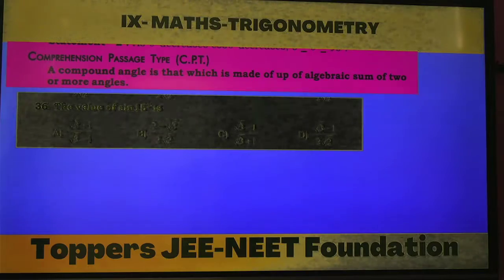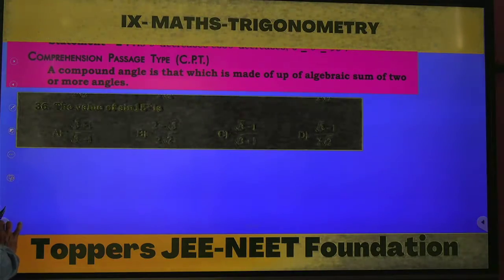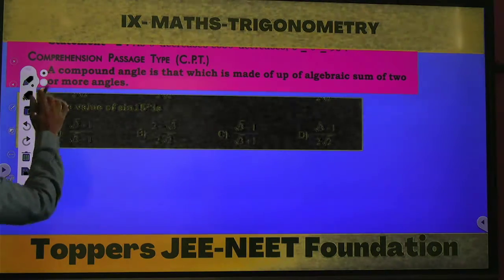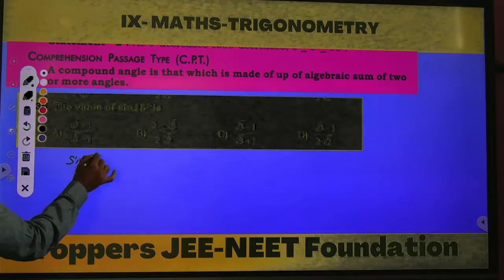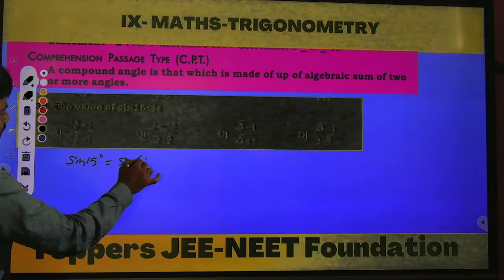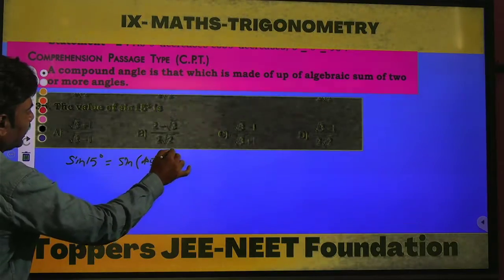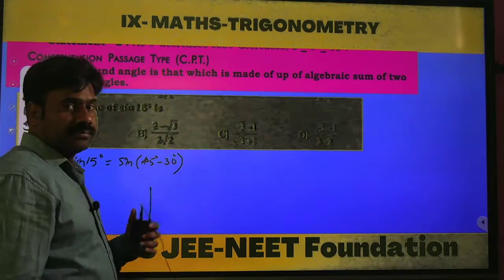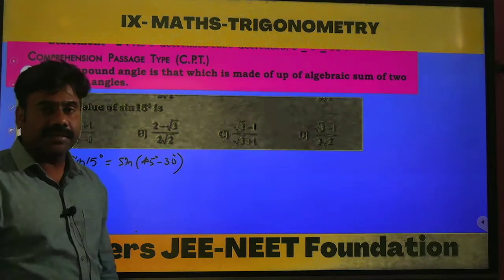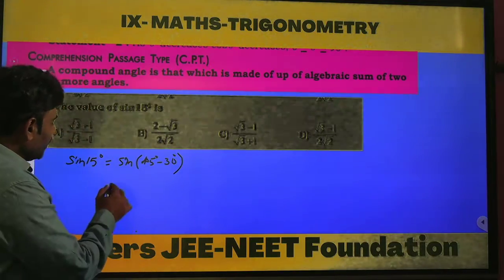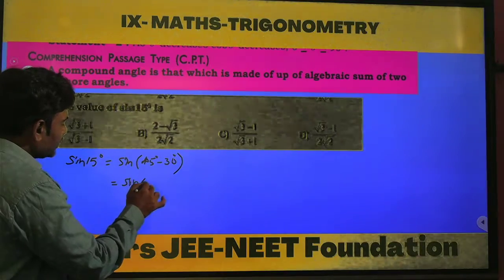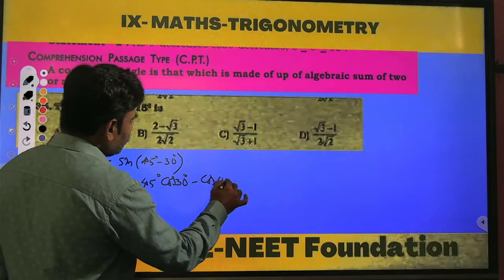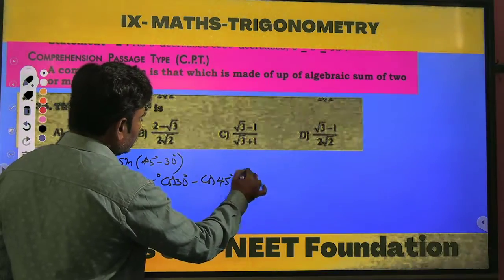The value of sin 15 degrees is equal to. Sin 15 degrees can be written as sin of 45 degrees minus 30 degrees. Now it is in the form of sin of a minus b. Sin of a minus b formula: sin a cos b minus cos a sin b. According to that formula we can write it as sin 45 degrees into cos 30 degrees minus cos 45 degrees into sin 30 degrees.